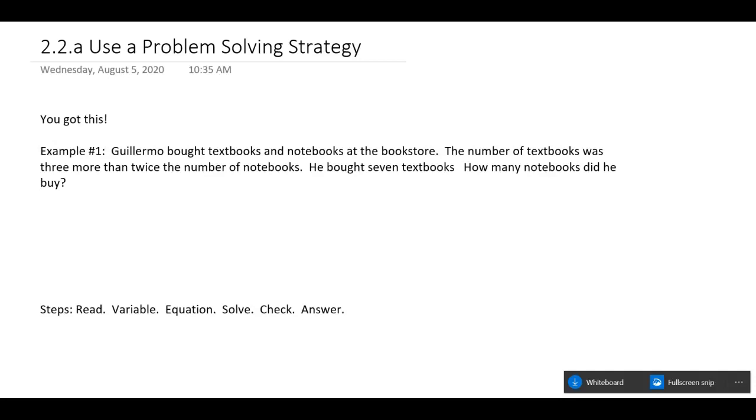In section 2.2, it's titled Use a Problem-Solving Strategy. So this is where they're going to give us some word problems. That's what we call them sometimes, story problems. But at the beginning of this section in the textbook, they want you to just really have some positive thoughts. You can do this. You got this.